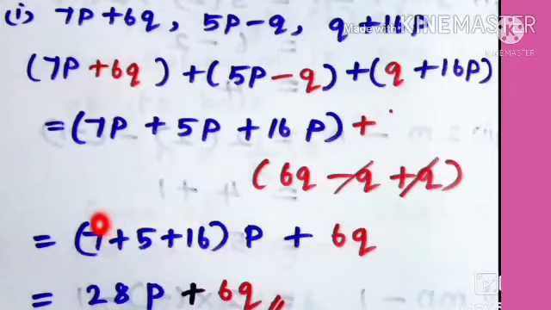So, by using that, 7 plus 5 plus 16. The coefficient of 7p is 7, the coefficient of 5p is 5, and the coefficient of 16p is 16. Here p plus 6q. And 7 plus 5 plus 16 is 28, so 28p plus 6q, which is the required algebraic expression.